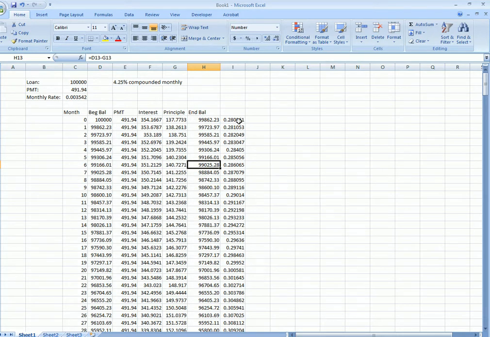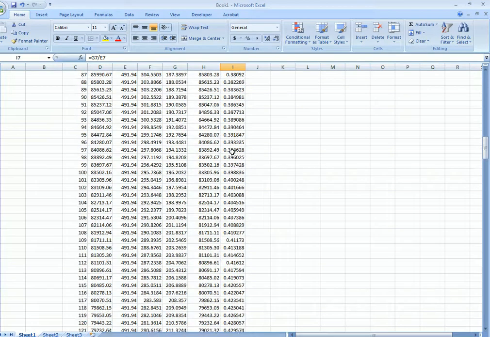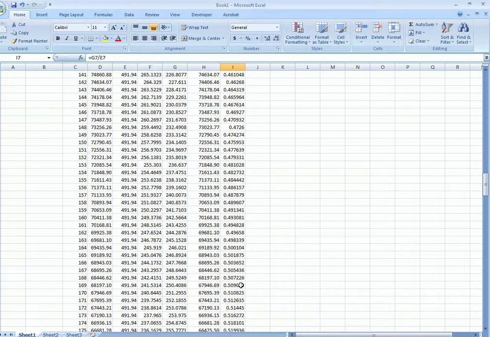So you can see we started at about 28% of our total payment representing principal. And as we go further and further down, you can see that by roughly the 164th month, right around this region, we're effectively paying about $245 towards interest and $246 towards principal. Well, that's great.